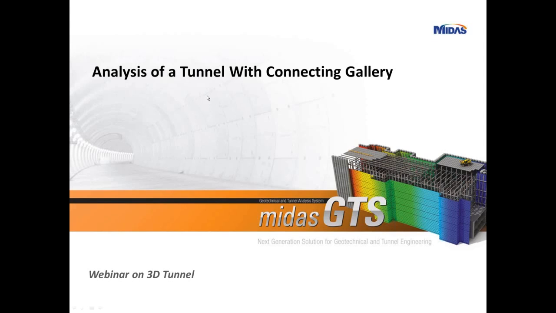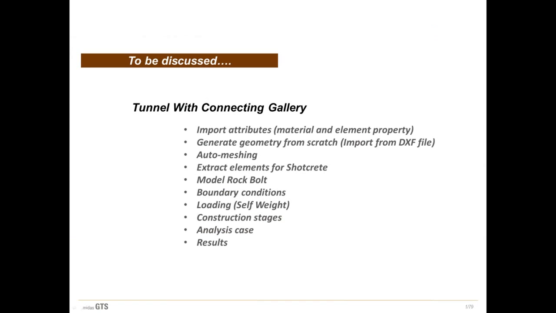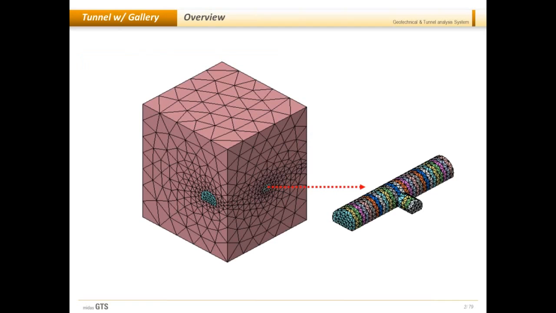Today's presentation, we are going to perform analysis on a tunnel with the connecting gallery. So what we do today, we're defining the attributes, material properties, and then performing the geometry, and then meshing that. And I will show you how you can extrude the 2D to 3D, and define the boundary conditions and self-weight. And at the end, we're defining the construction stages and performing analysis, and I will show you some results.